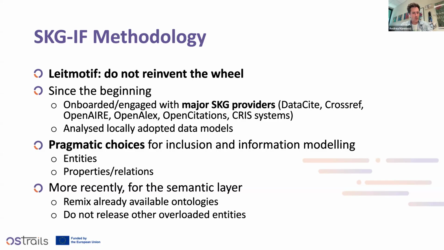And more recently, when we were devising the semantic layer, we tried, again, not to reinvent the wheel by remixing and finding already available ontologies, for example, Sparrow ontologies, and trying not to release overloaded concepts. Redefining, for example, relations, or redefining entities that are already available.